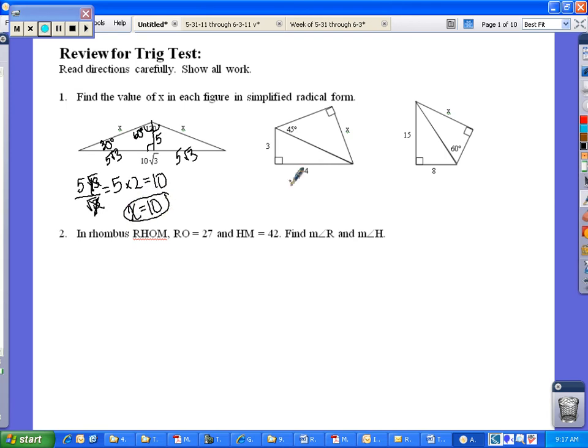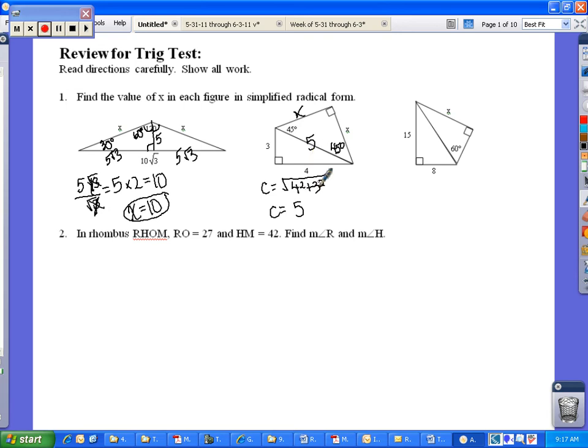Okay. For the next one, this is a 45, 45, 90 triangle. So the relationship in a 45, 45, 90 triangle is that this and this side are the same, and this is root 2 times x. So I'm going to first use the Pythagorean theorem to find the missing side of this right triangle, which is c equals the square root of 4 squared plus 3 squared. So that means c is equal to 5. So I know that the hypotenuse of that right triangle is 5.